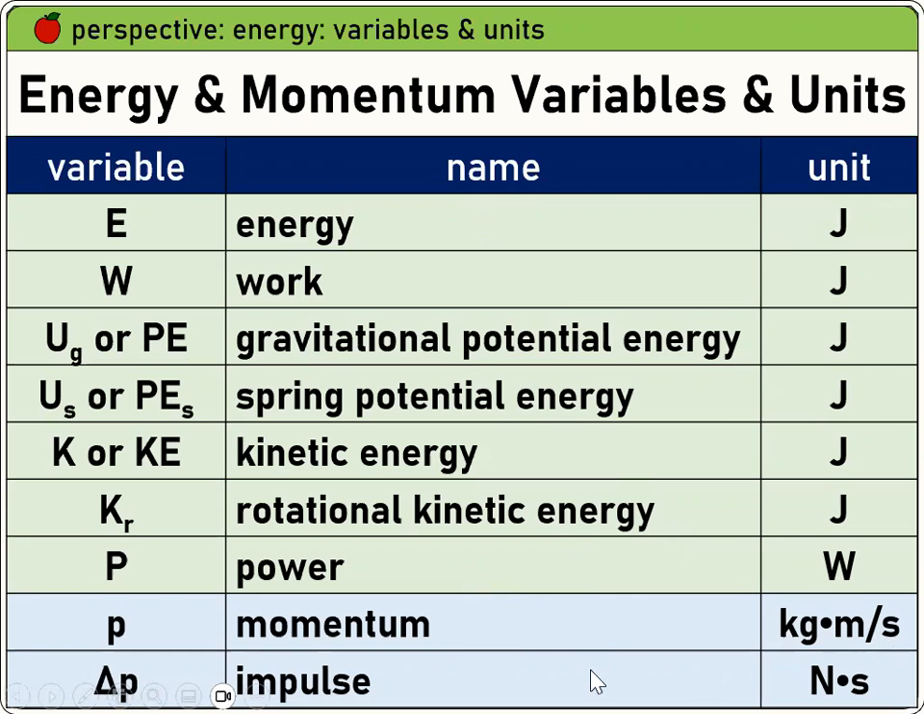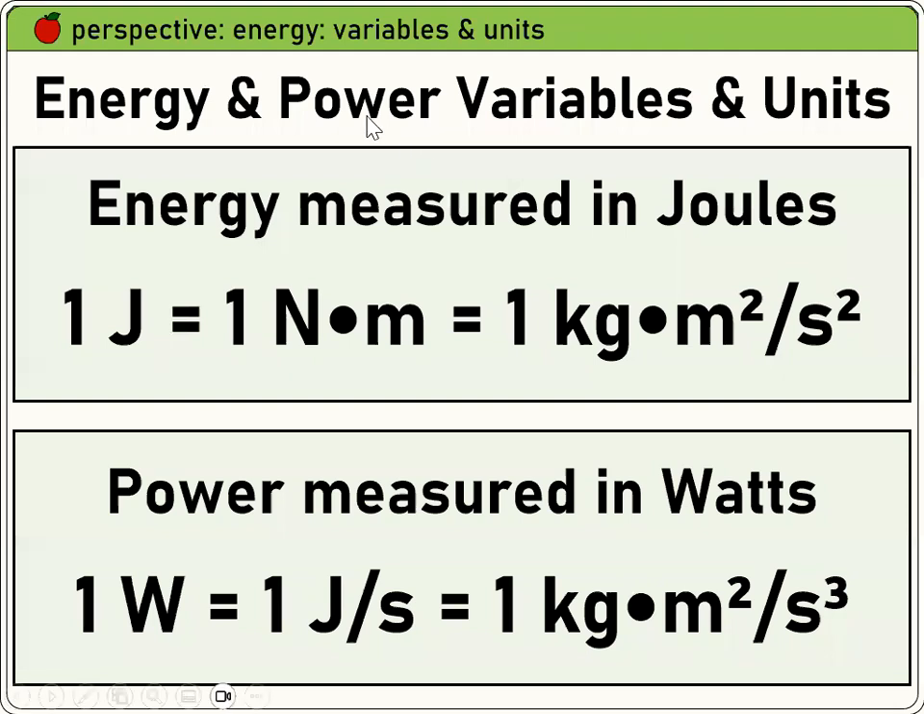It's kilogram meter per second. Transfer of momentum is called impulse, change of momentum, measured in Newton seconds. Guys, kilogram meter per second and Newton seconds, are those identical units? Are those identical? Yep, same thing. Right, so let's get a closer look here.